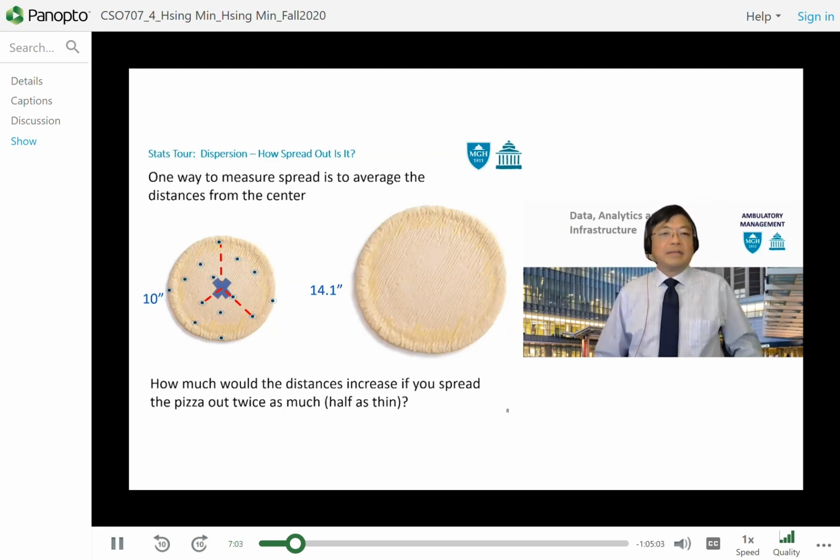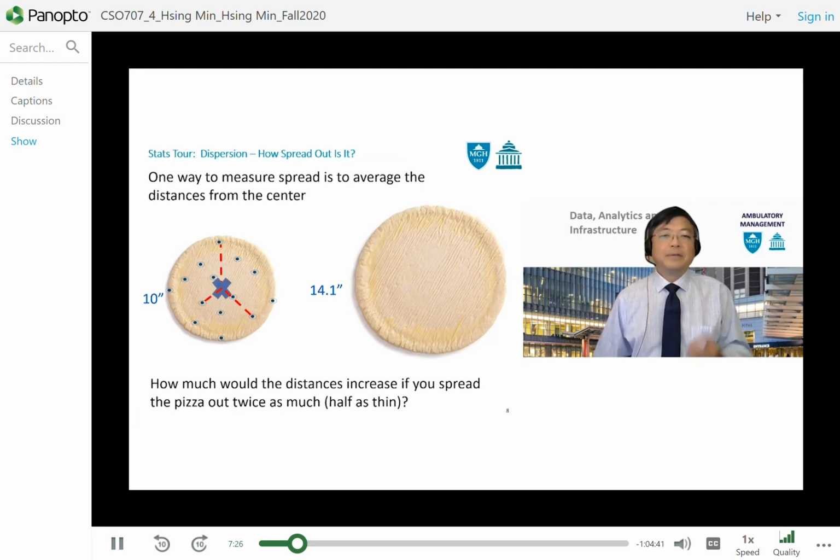Well, if you do the math, it's about 14.14214 inches. The distances are 1.414214 times the original distances. What's special about 1.414214? It's the square root of 2. Now, to get some insight into why, ask this question. What if you doubled the size of the pizza from 10 inches to 20 inches? How much thinner would it be?